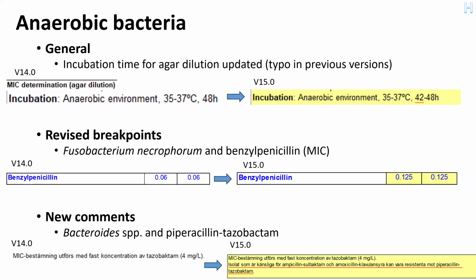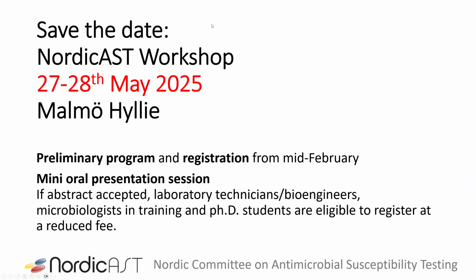And lastly, the Bacteroides species and piperacillin-tazobactam got a new comment, which tells you that the species that are susceptible to ampicillin-sulbactam and amoxicillin-clavulanic acid can be resistant to piperacillin-tazobactam. And I think that was all from these last bugs.